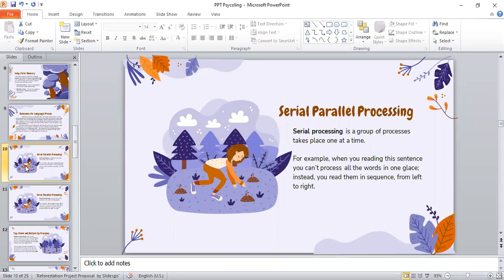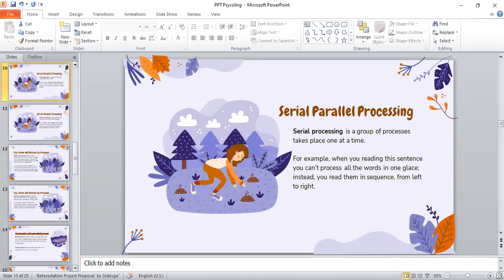Okay. Serial and parallel processing. Serial processing is when a group of processes takes place one at a time. For example, when you're reading a sentence, you can't process all the words in one place. Instead, you read them in sequence from left to right. Next.